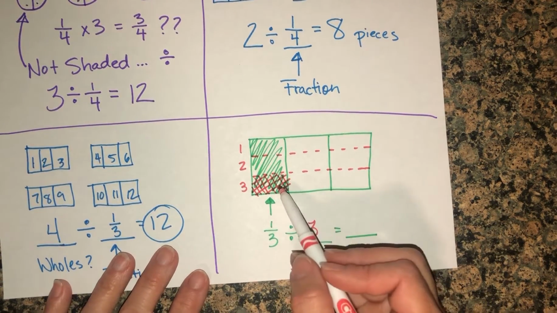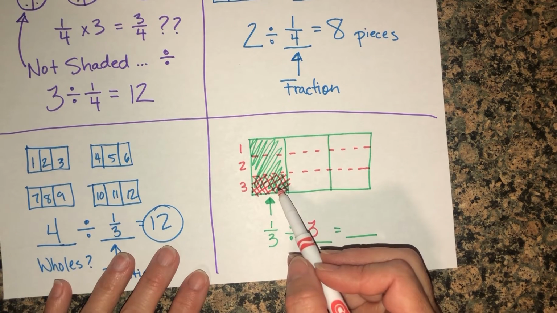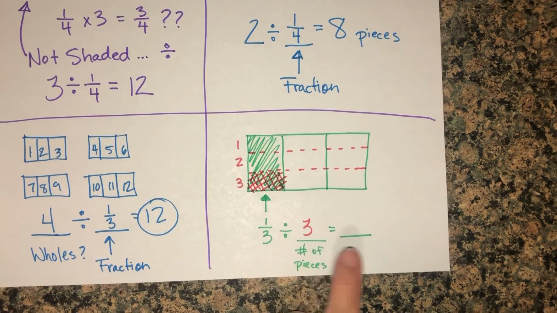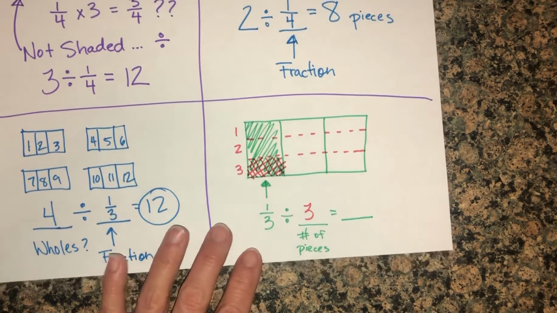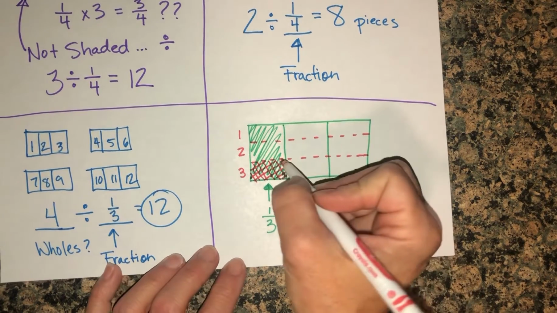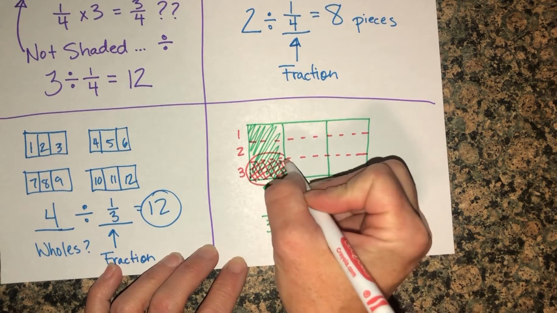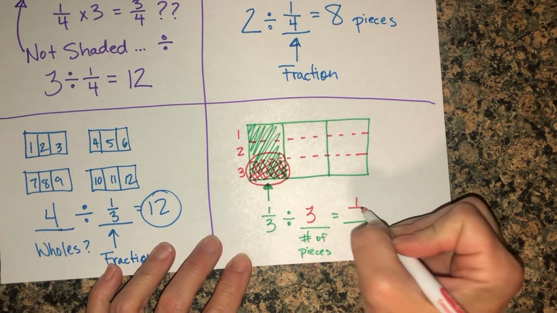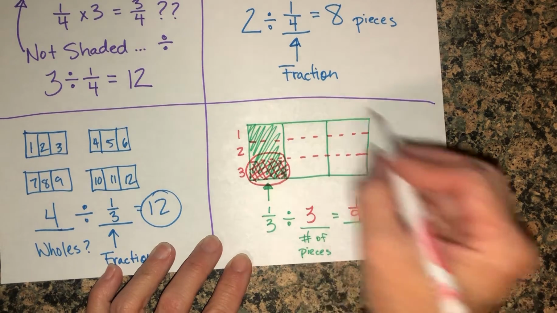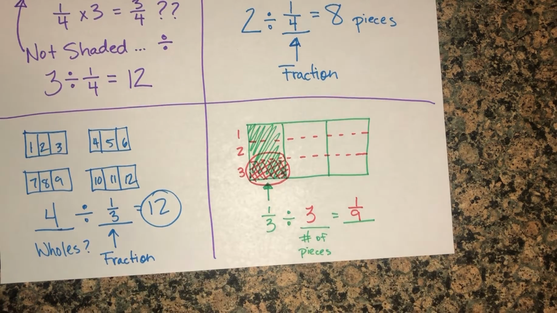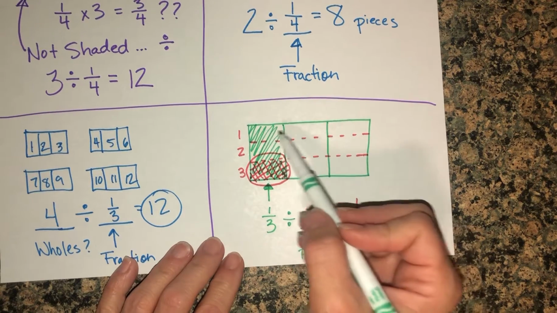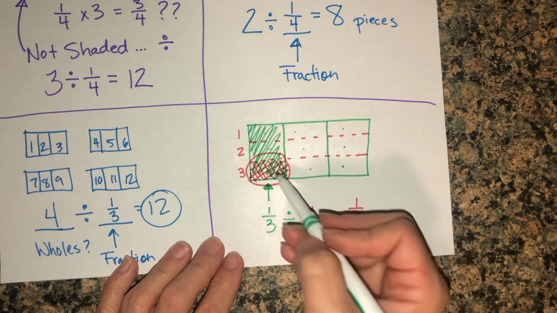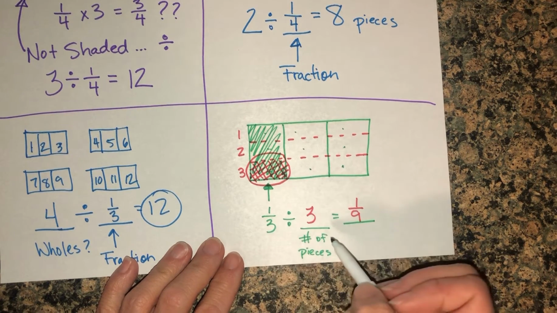So this piece, a lot of kids will say that's 1/3. But does it make sense that 1/3 divided by 3 is the same number? No, not at all. This piece here is 1/9 of the whole model. You have to count how many pieces are in the whole model. 1, 2, 3, 4, 5, 6, 7, 8, 9. The corner piece is your answer.